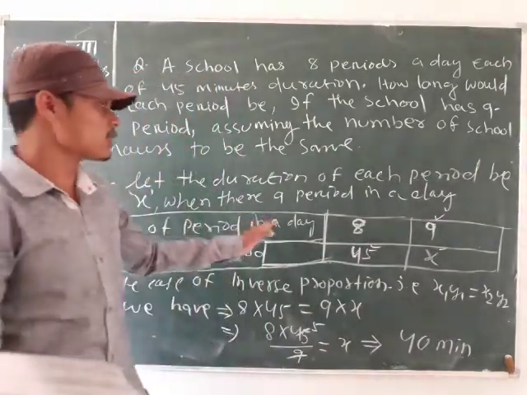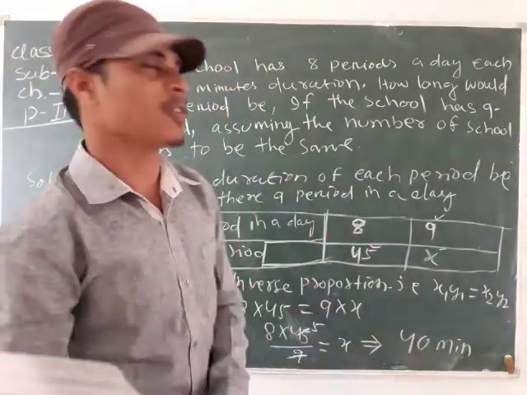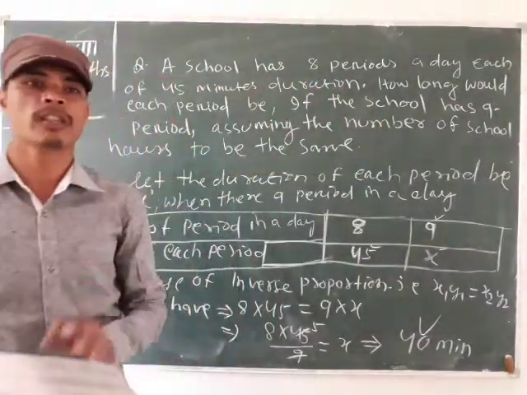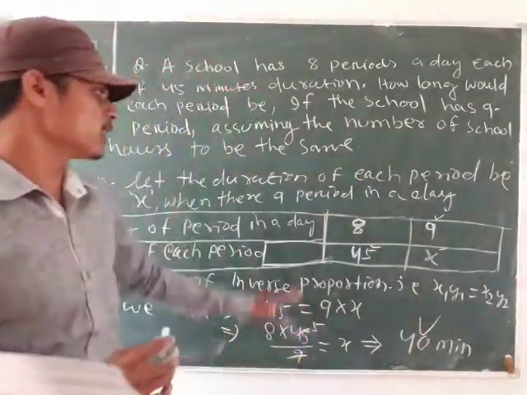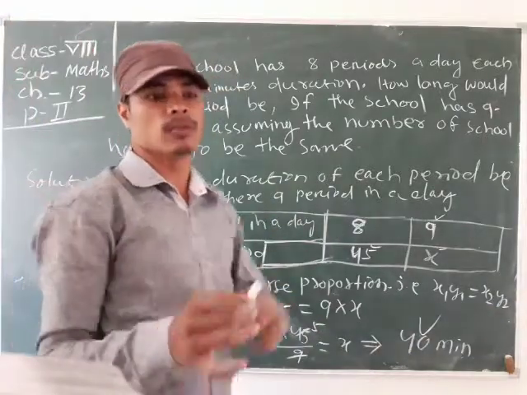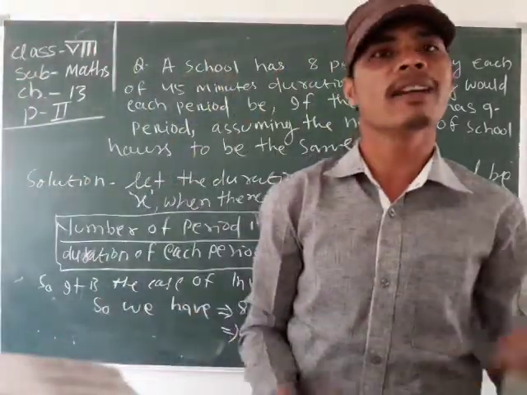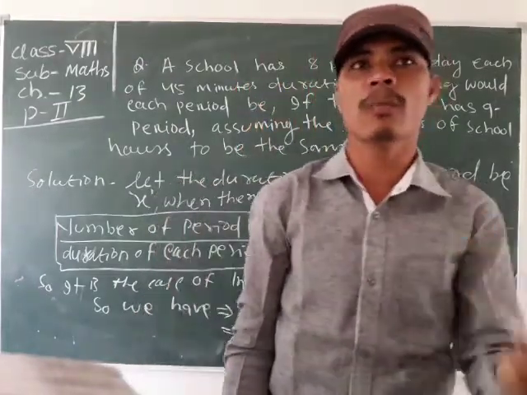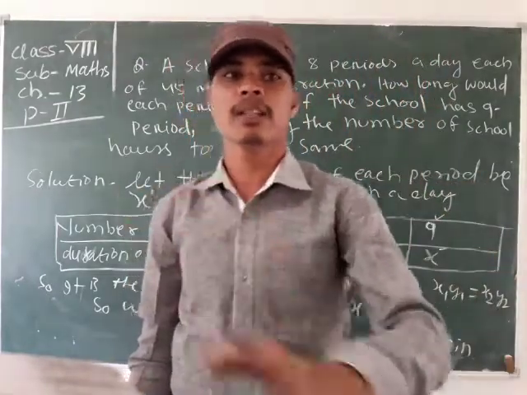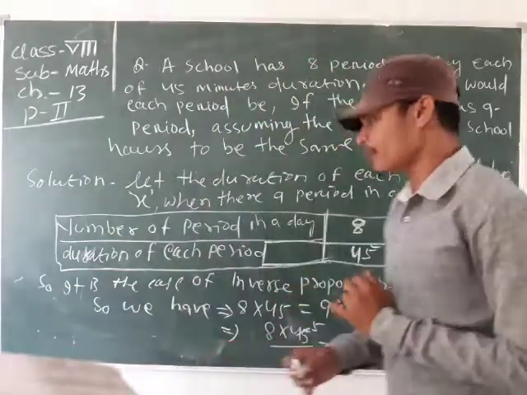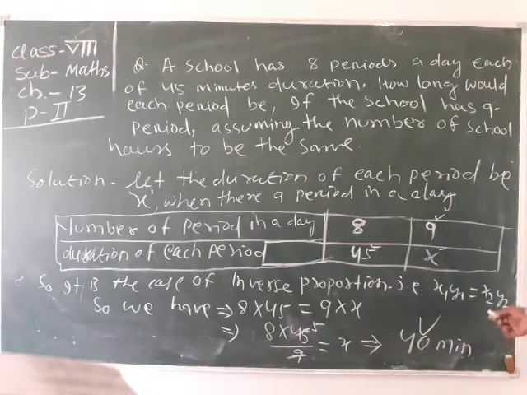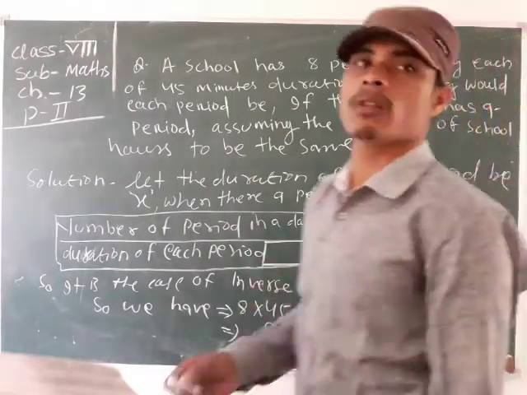Thus the duration of each period is 40 minutes. Okay, clear about it? How can you find inverse proportion? If one quantity is decreased, then the other is increased, and if one is increased, then the other is decreased, just opposite or vice versa, then we know that it is inverse proportion. And for inverse proportion, x1 into y1 equals x2 into y2.